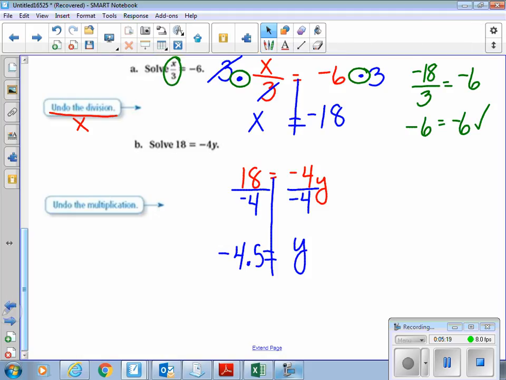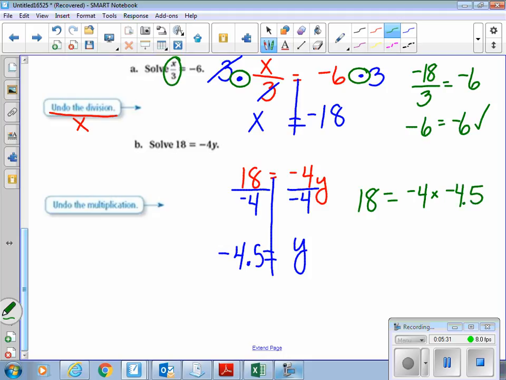All right, we got y alone. We're going to substitute that negative 4 5/10 back into the equation to check our answer. Is 18 equal to negative 4 times negative 4 5/10? Well, I know that my integer rules say that a negative times a negative is a positive, so I know my answer is going to be positive. And 4 times 4.5 actually is 18. Therefore, it checks out and it is correct.